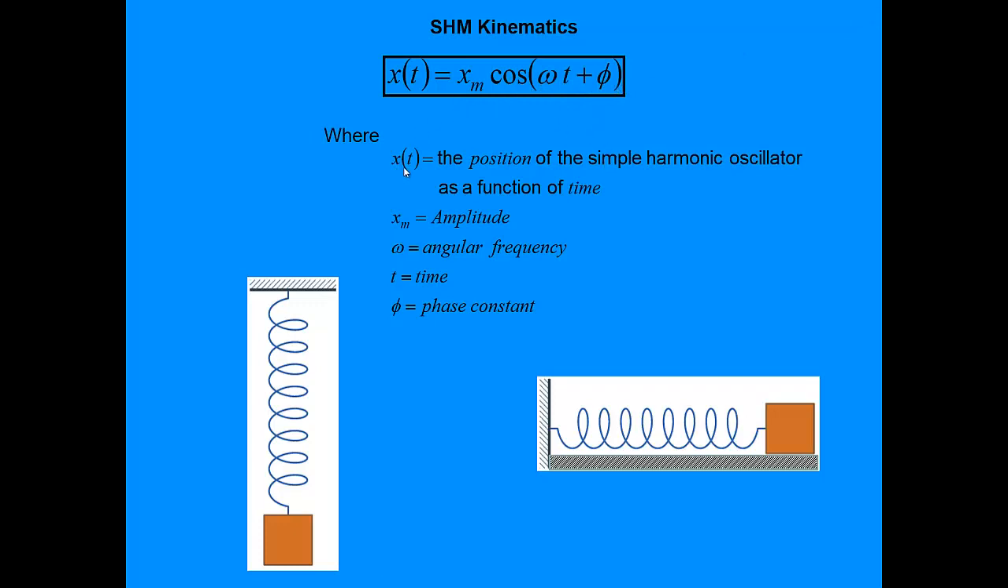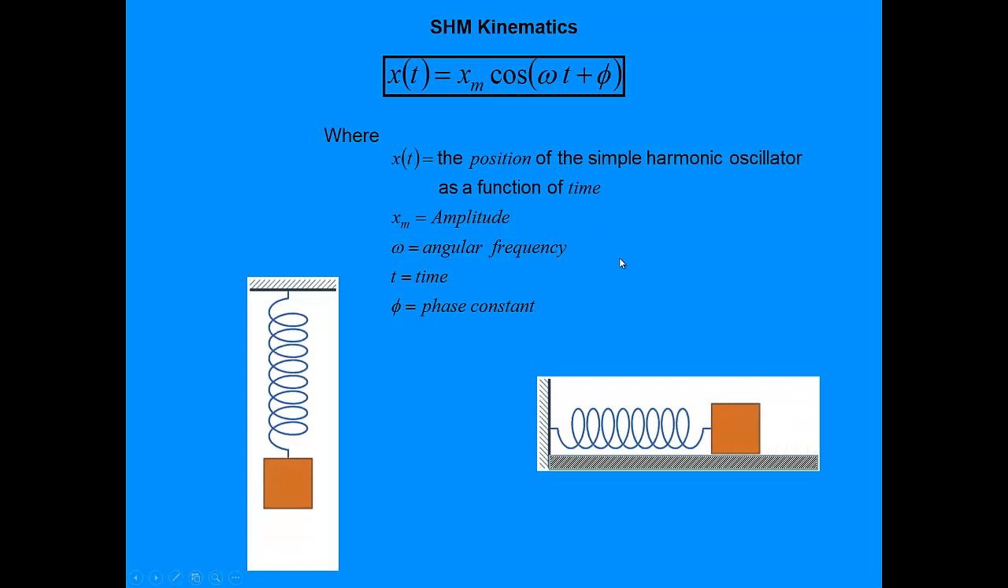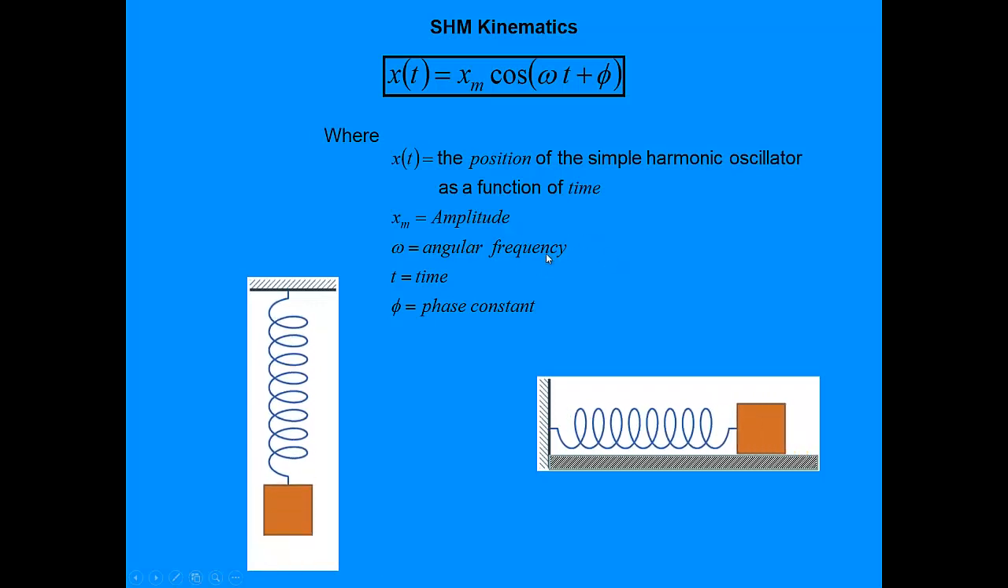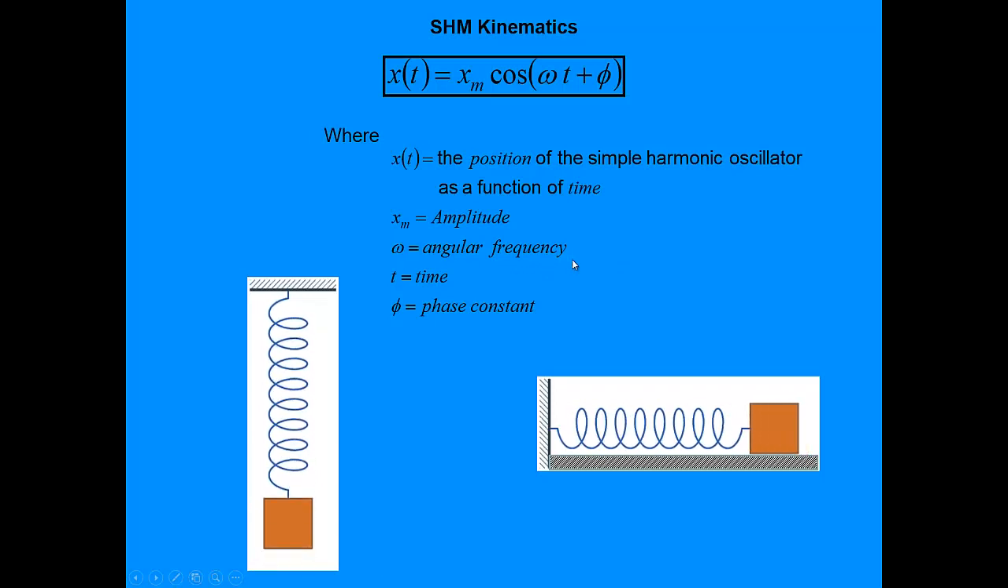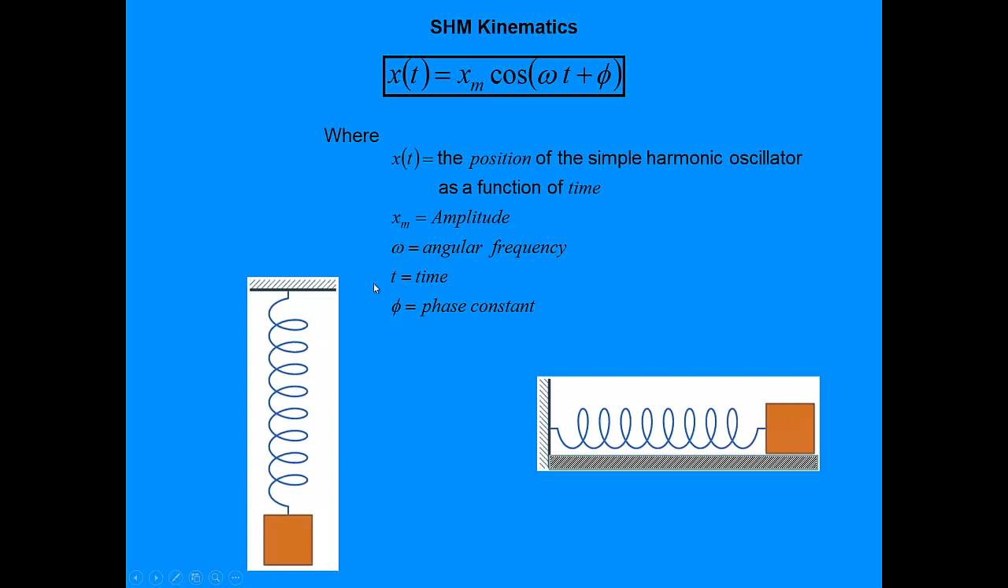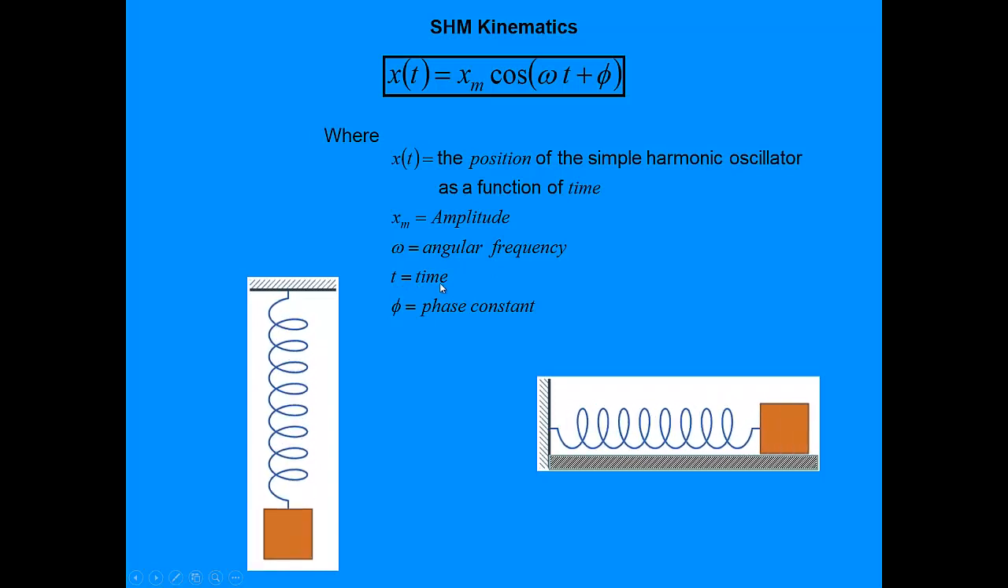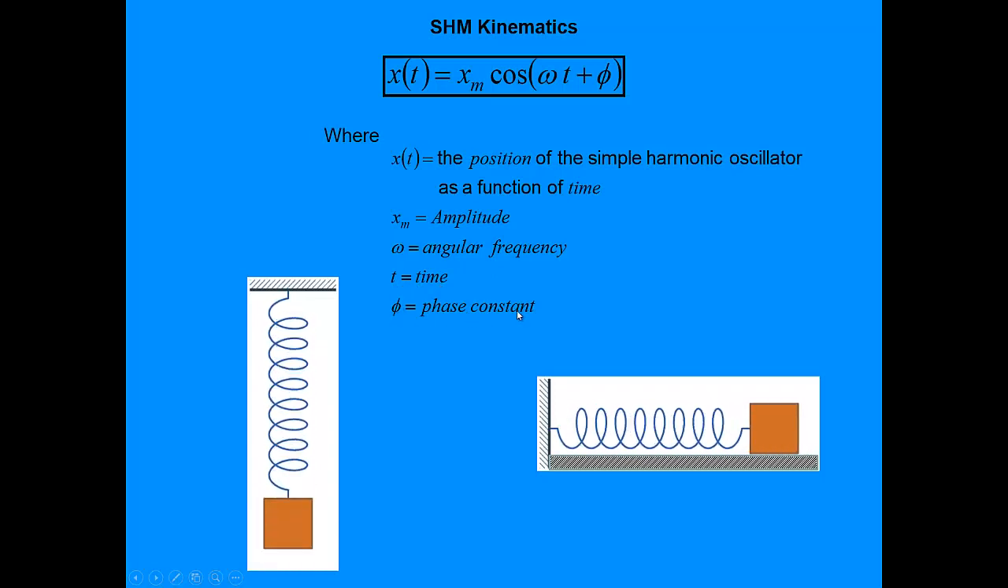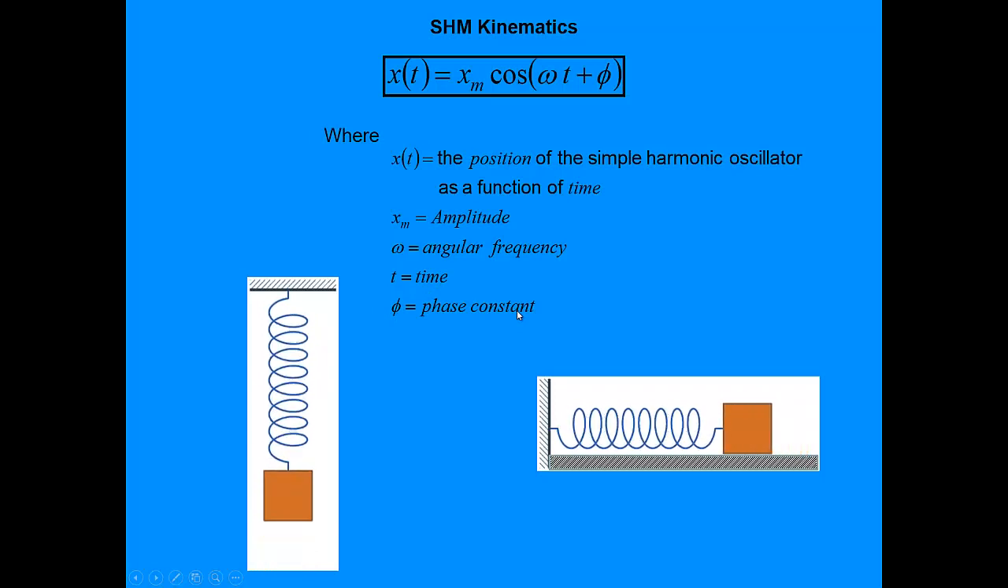This is where x of t is the position of the simple harmonic oscillator as a function of time. X sub m is the amplitude, the maximum displacement from the equilibrium position. Omega is the angular frequency, 2 pi over the period, or 2 pi times the linear frequency. And t is just generic time. Phi is the phase constant, otherwise known as the phase angle.